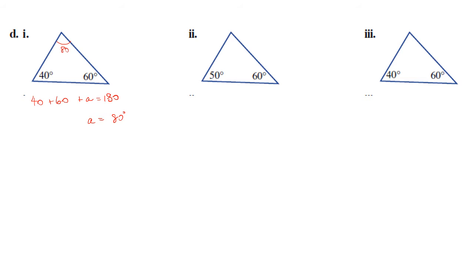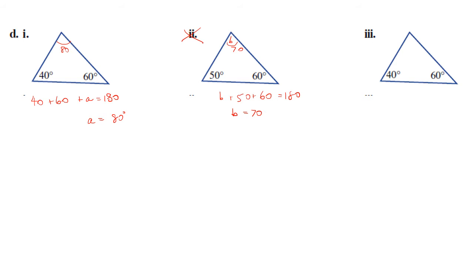Over here we can see straight away that it's not going to be the same. If I calculate angle B, B plus 50 plus 60 equals 180. So B equals 180 take away 60, take away 50, which equals 70 degrees. So straight away I know triangle 1 and triangle 2 are not similar.